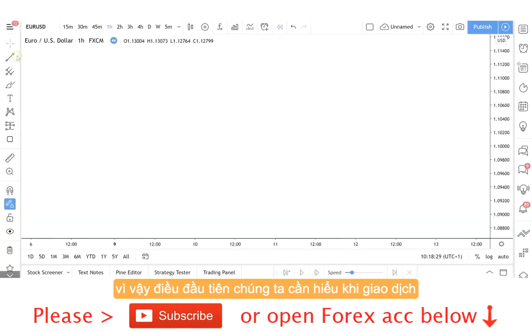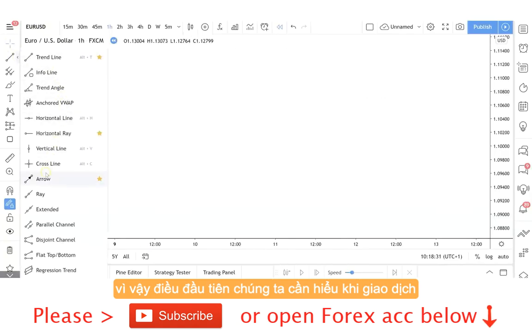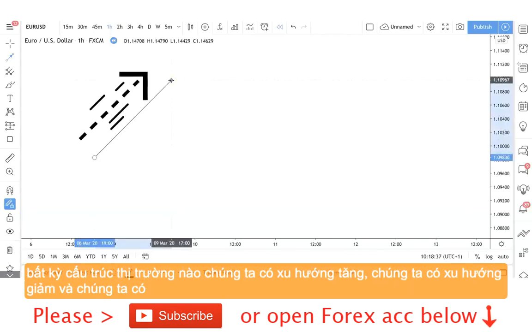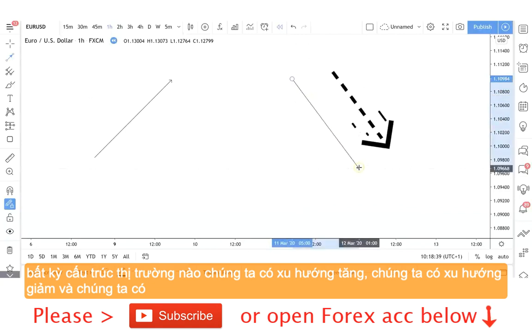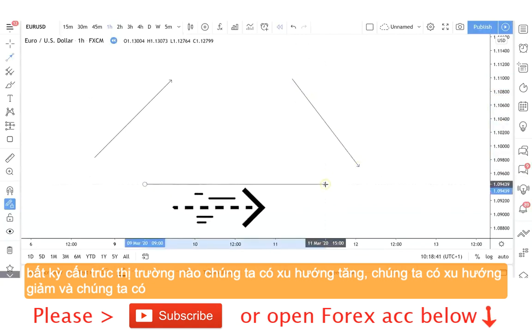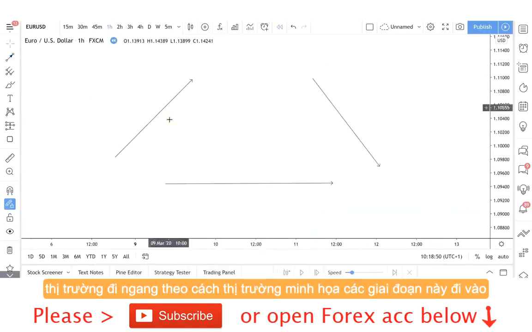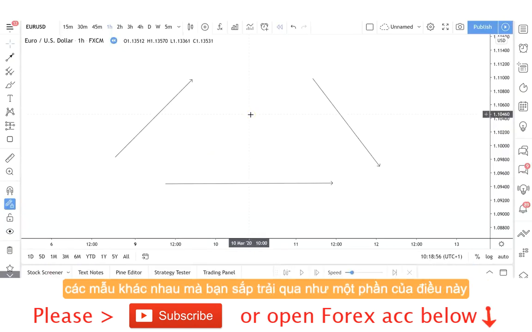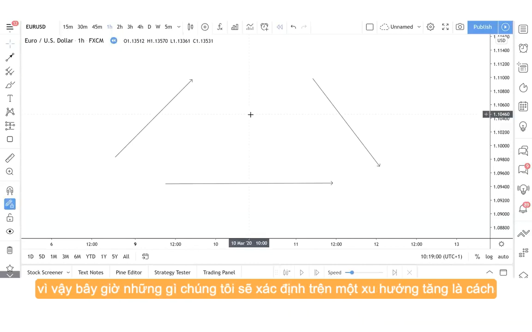So the first thing that we need to understand when we're trading this break and retest strategy is that there are 3 phases to any market structure. We have an uptrend, we have a downtrend, and we have a sideways moving market. The way the market illustrates these phases comes in all different variations, so it's very important for you to get familiar with the different patterns that you're about to experience as part of this strategy.